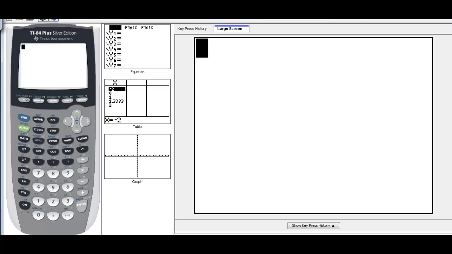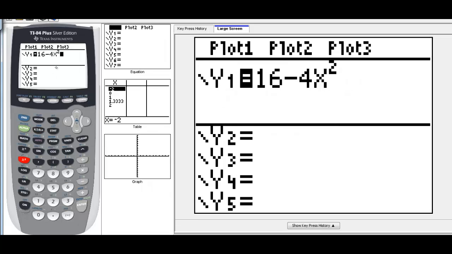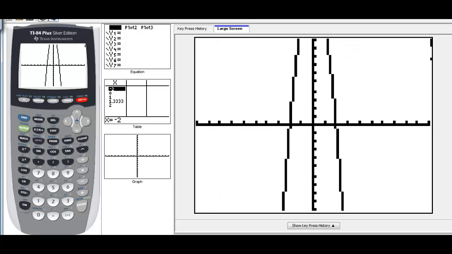So if you go to your calculator, again, we would go to y equals, and we would type in the equation 16 minus 4x. And for the square over here at the left, you just hit the little x to the 2 button, so that gives us 16 minus 4x squared. And if I hit graph, we see the parabola.